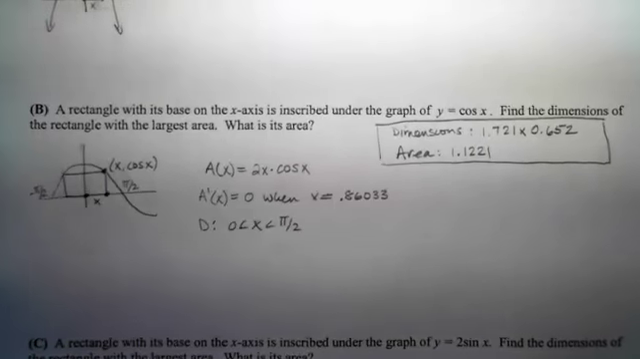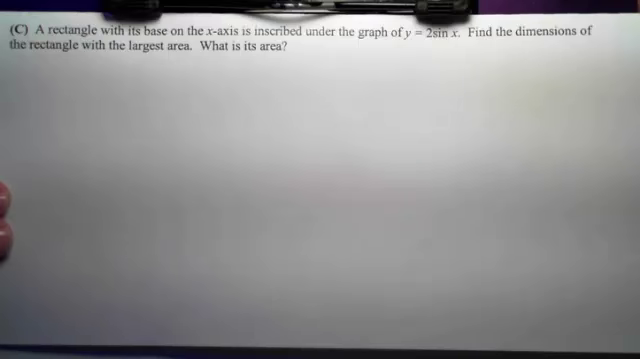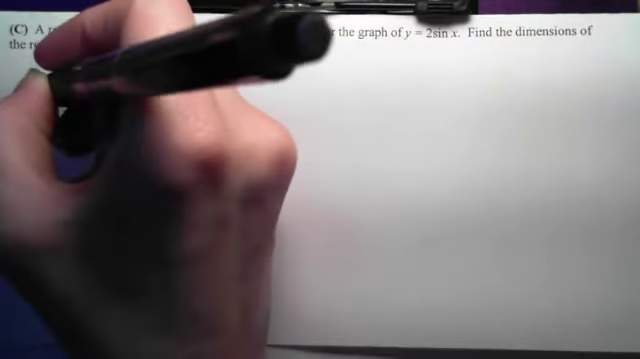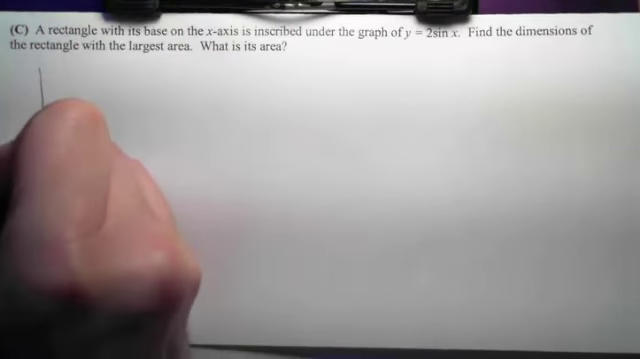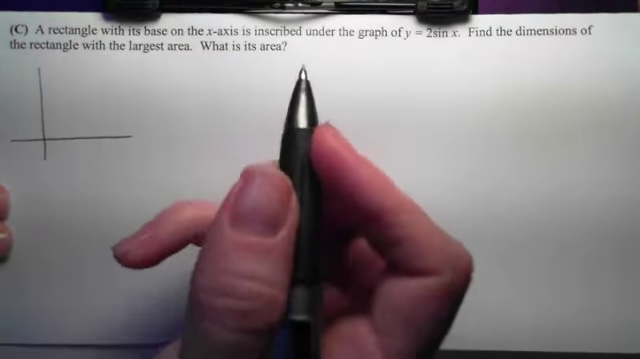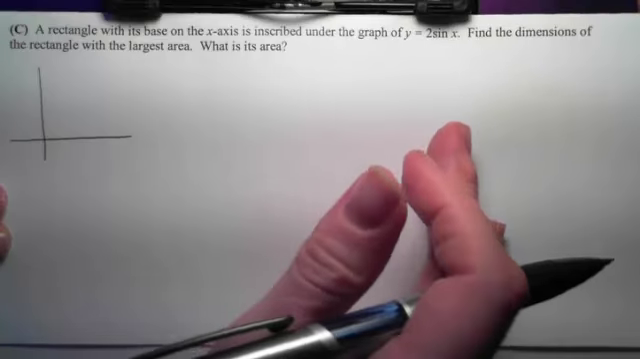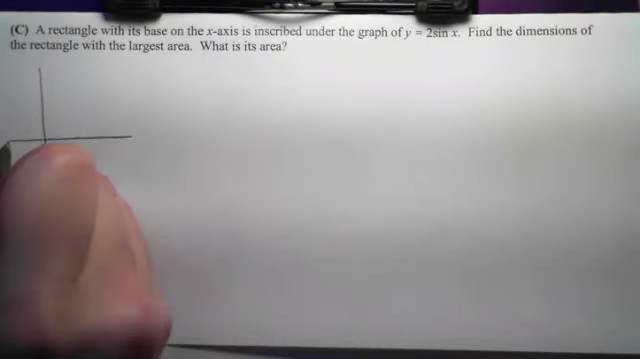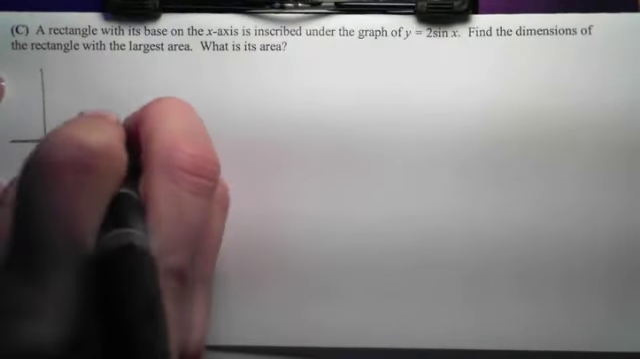Next is part C. Part C, I've got a rectangle with its base on the x-axis underneath the graph of y equals 2 sine of x. So this one's going to be a little different because the rectangle is not going to be straddling the y-axis. Instead, it's going to be offset.